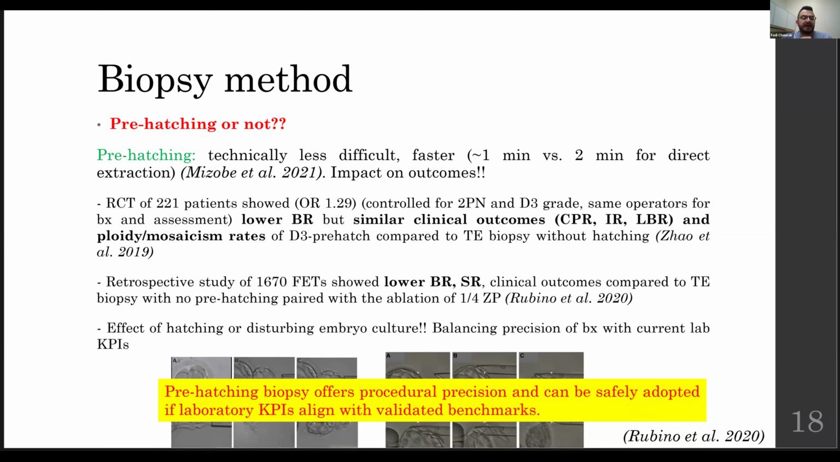So pre-hatching biopsy offers procedural precision. It's precise and can safely be adopted if laboratory KPIs align with validated benchmarks. So in your practice, although the studies showed lower blastulation, the strong evidence, the RCT, showed no difference in clinical outcome. Since it's a precise and easier method, if your KPIs of blastulation are within the benchmark, it can be safely adopted.